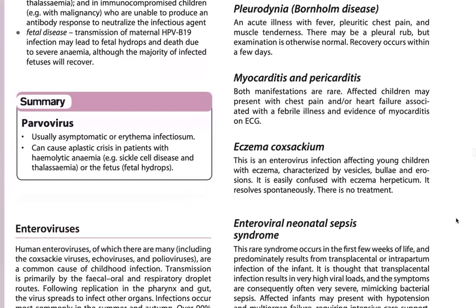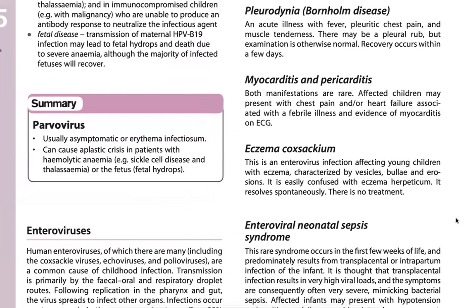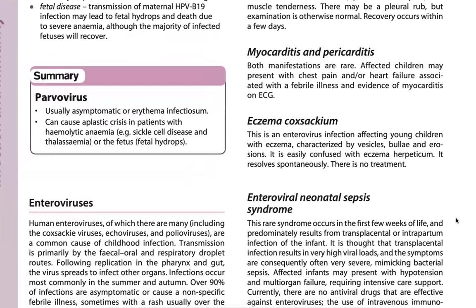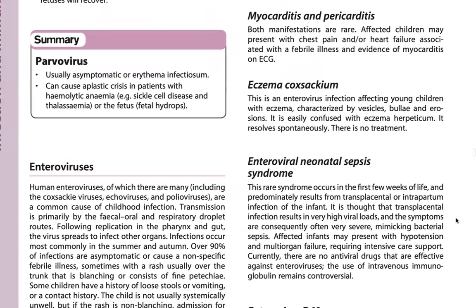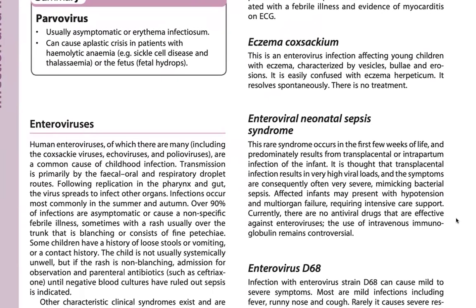Myocarditis and pericarditis: both manifestations are rare. Affected children may present with chest pain or heart failure associated with a febrile illness and evidence of myocarditis on ECG. Eczema coxsackium: this is enterovirus infection affecting young children with eczema, characterized by vesicles, bullae, and erosions. It is easily confused with eczema herpeticum. It resolves spontaneously and does not scar.